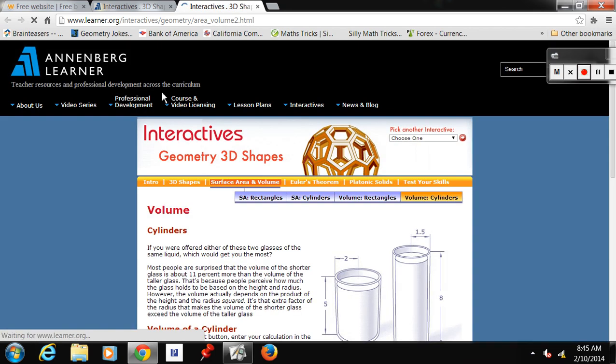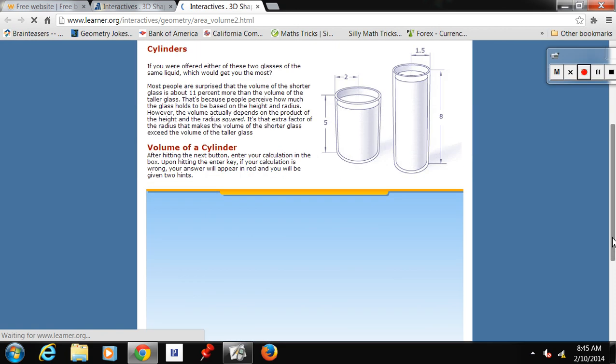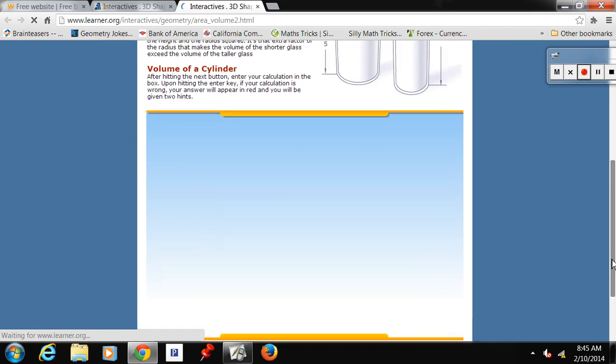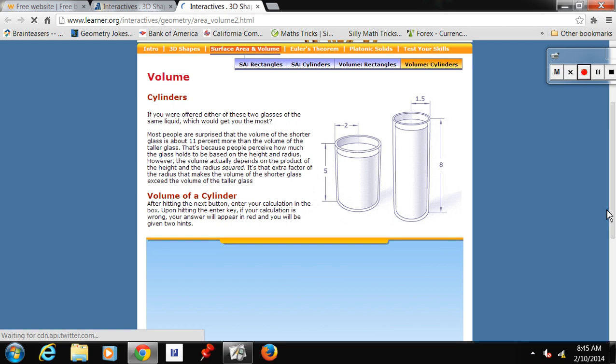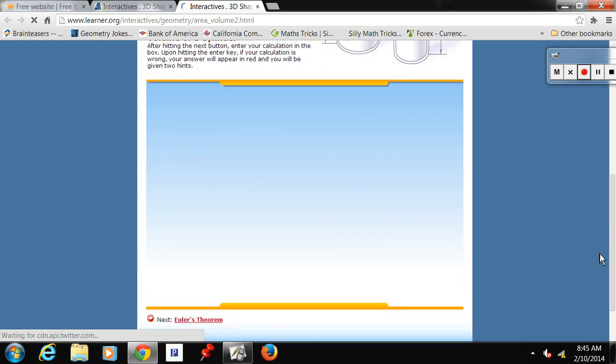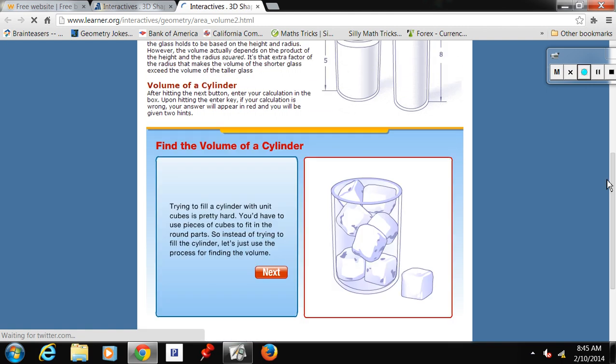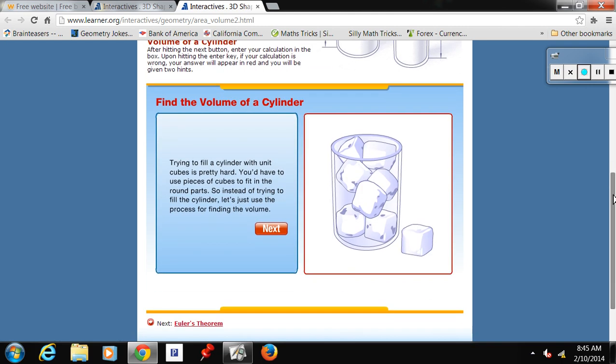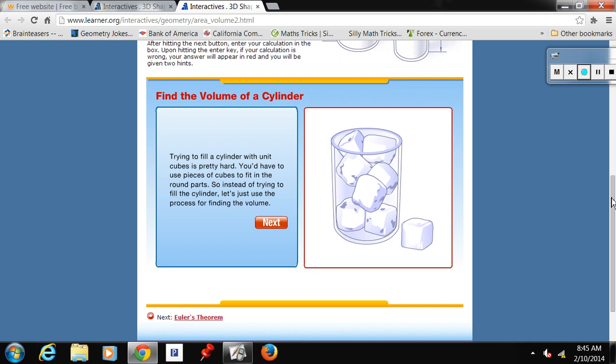Okay, here's the volume of a cylinder on the website that we just showed you. And, okay, it's not coming out. It's supposed to be a little interactive thing here. Didn't work. All right. Oh, here it comes. Okay, so trying to fill a cylinder with unit cubes is pretty hard. You'd have to use pieces of cubes to fit in the round parts.